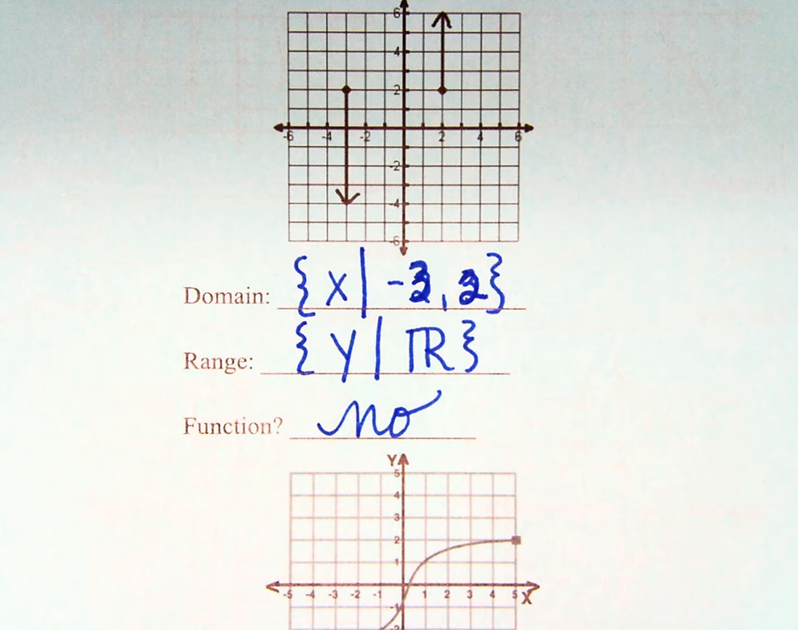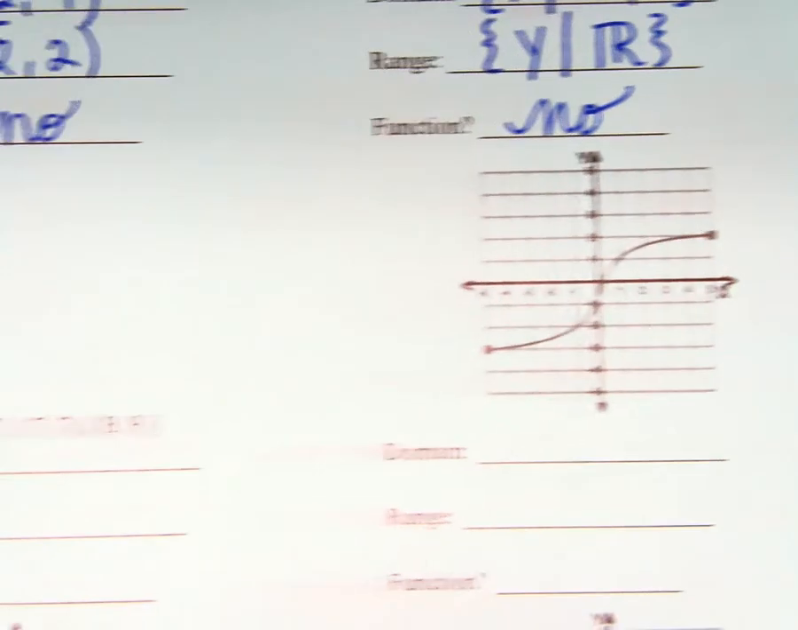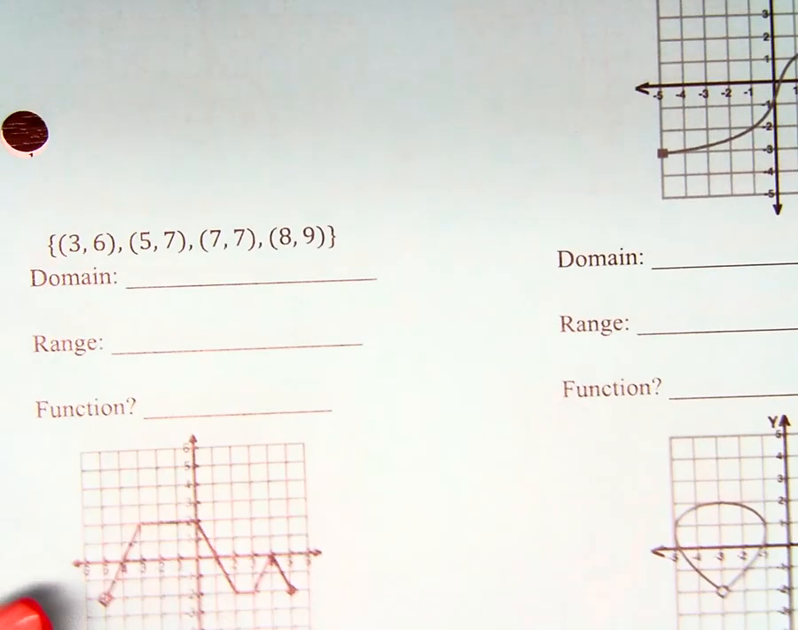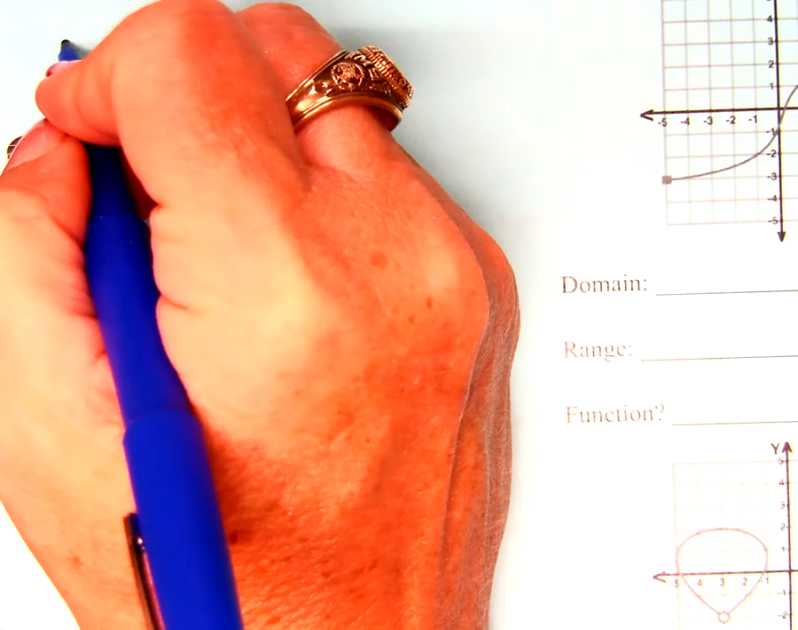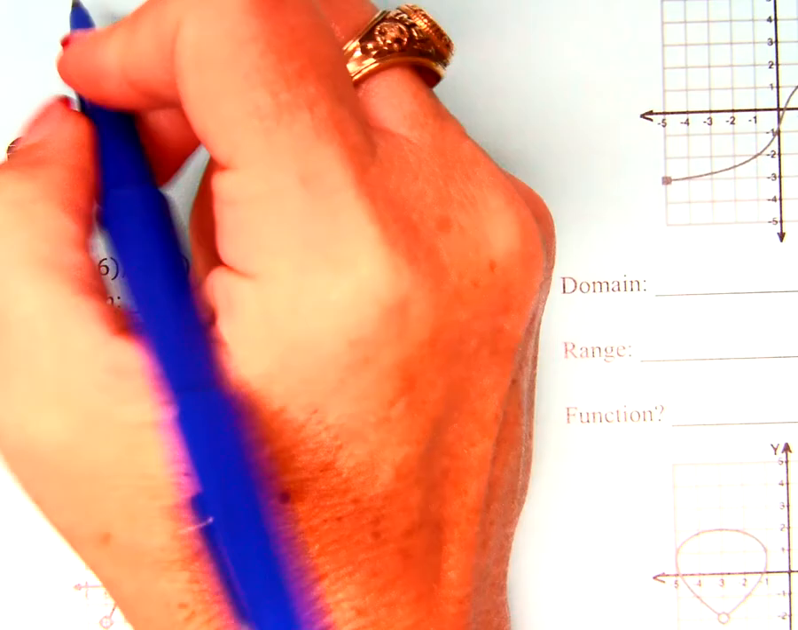Correct. If the lines are vertical, it cannot be a function. Okay? You ready to go on? Okay, next one. Inequality. Is that what we want to do?